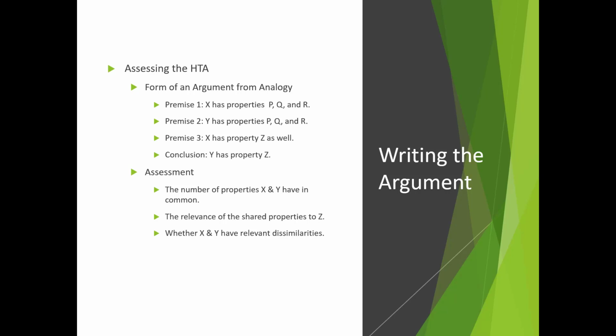Now put more informally, the idea is this. You have 2 things. They're alike in some ways. You're concerned about one quality that one of them has, so since it's got it, and the 2 things are alike in these ways, the thing you're concerned about has that property as well.